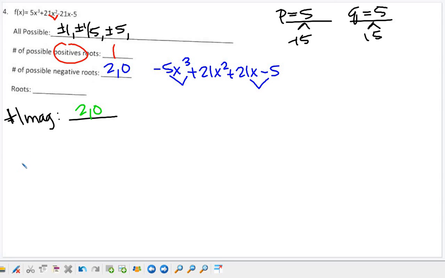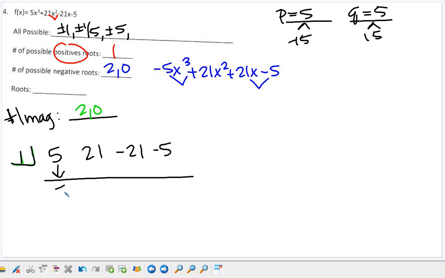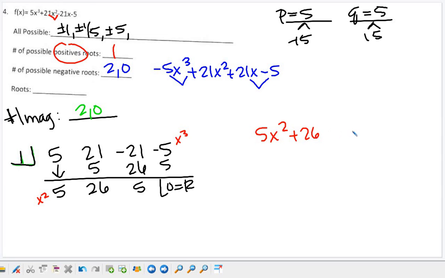Okay, so let's start at 1. Ooh, not in green. 3, 2, 1, and a constant, so no missing term. So bring the first term down, multiply, add, multiply, add, multiply. Yay. So this is a cubed, so this is a squared. So I have 5x squared plus 26x plus 5 is equal to 0.